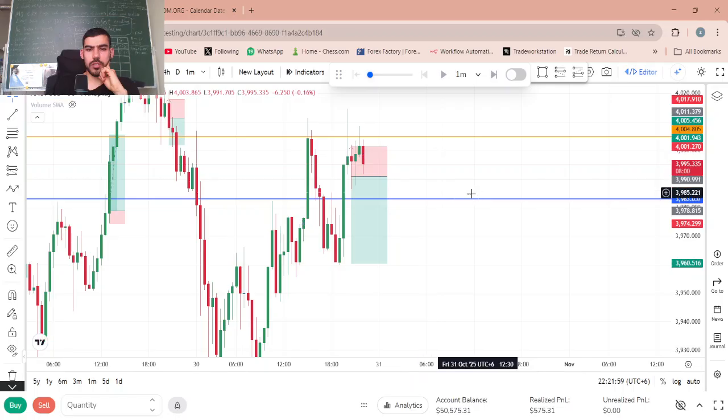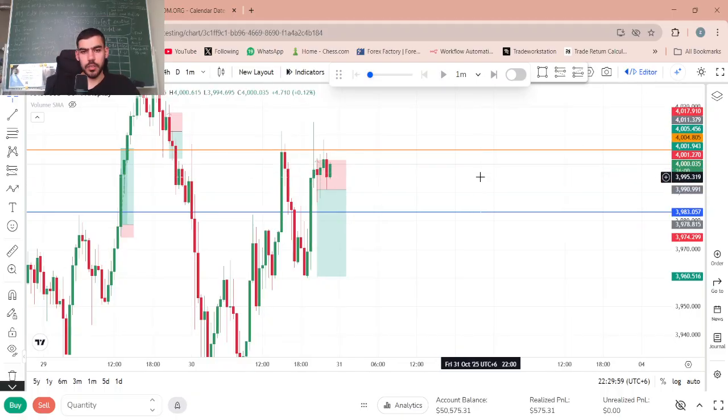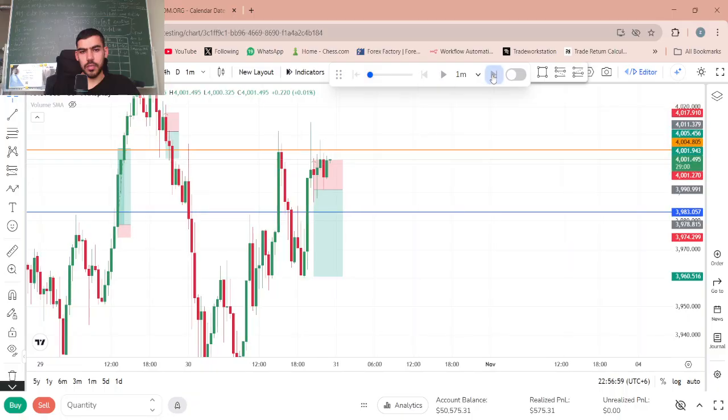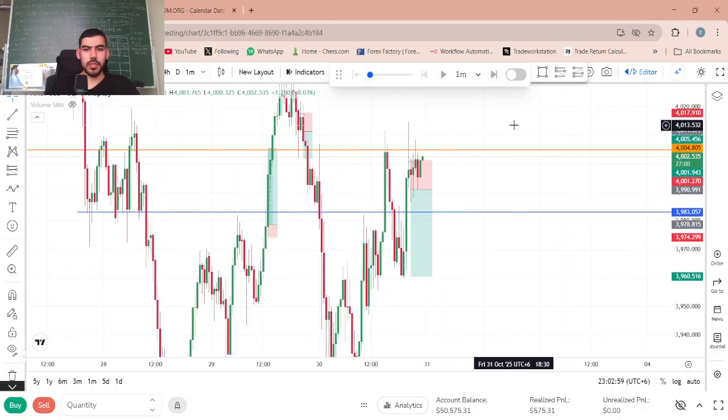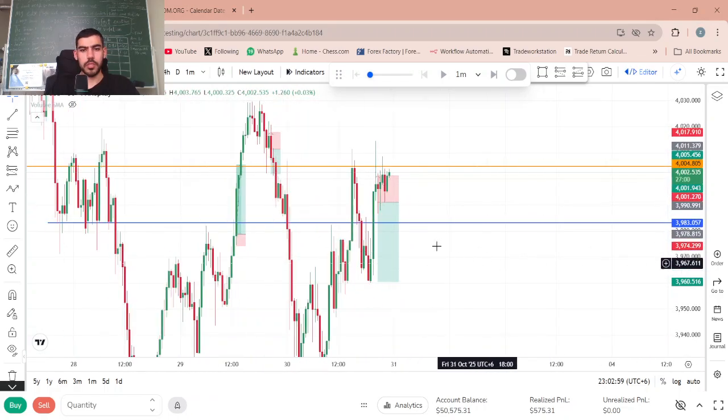Look, there is no volume. Maybe that's why it's not moving anywhere. Look, it's consolidating now. Man, this is very ugly. But never mind. So we got 2 wins and 1 loss. We're still up 1%. Let's go to the next London session.